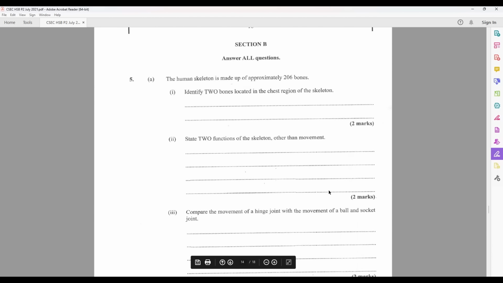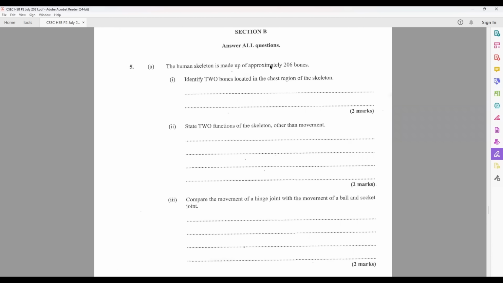As we move into question 5, they tell us about the human skeleton, which means we are into another life process question. That's section B, and this time it is the skeletal system, and they're asking us to identify 2 bones located in the chest region of the skeleton. You could pick the ribs, you have the sternum, that chest bone, that will get you the 2 marks.